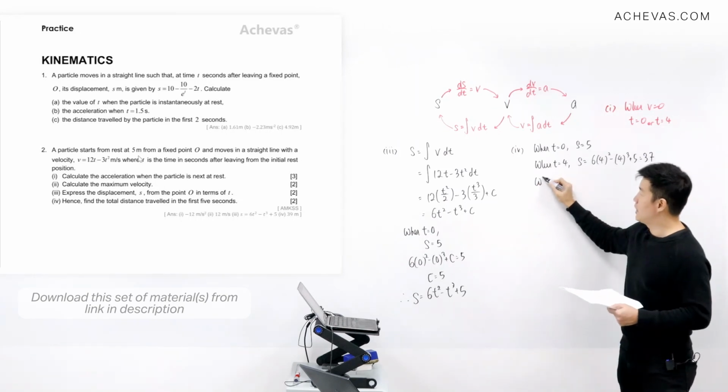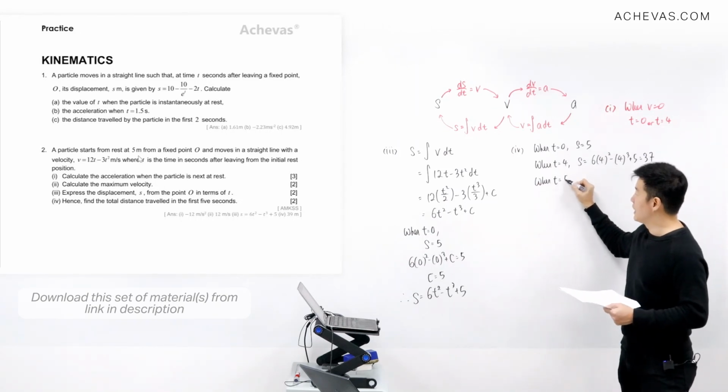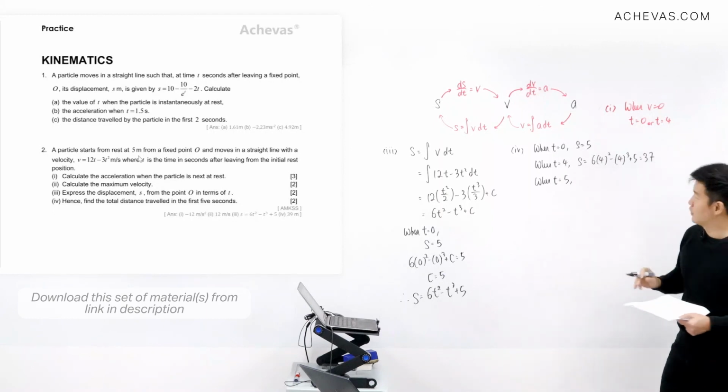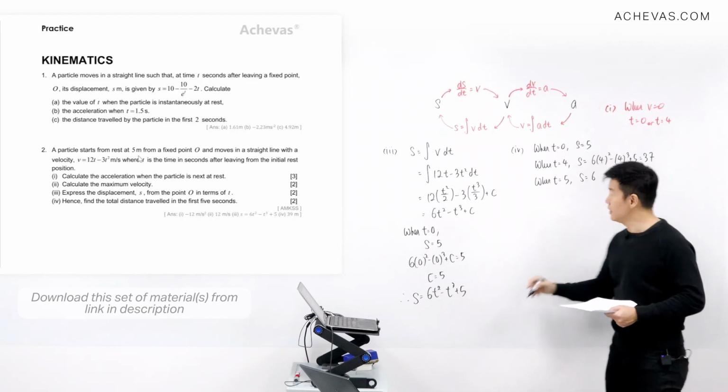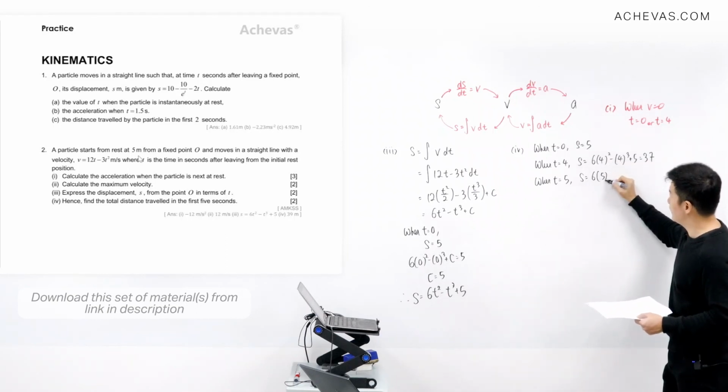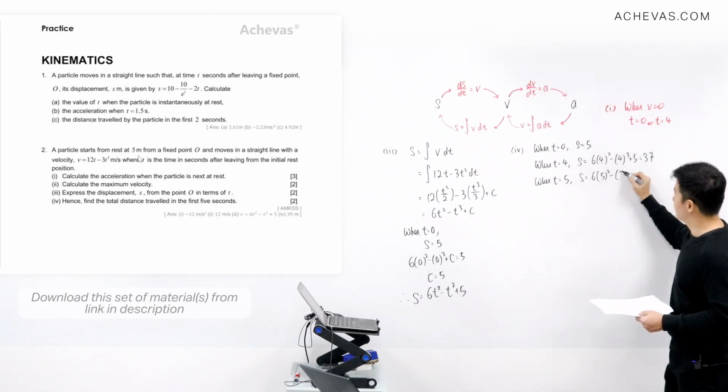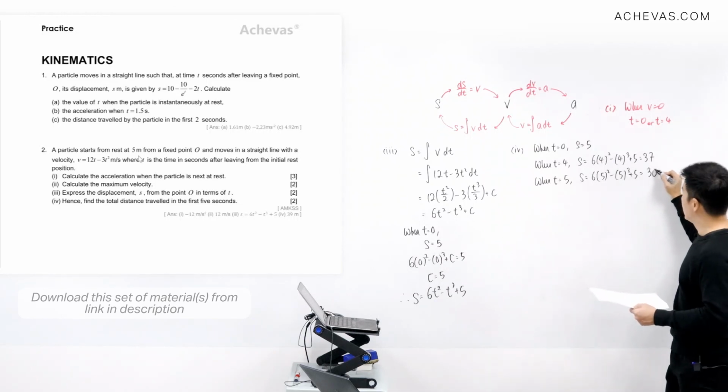And let's check out one last position, which is when t is equal to 5. So s is going to be equal to, again using this over here, 6 times 5 squared minus 5 to the power 3 plus 5. This is equal to 30.